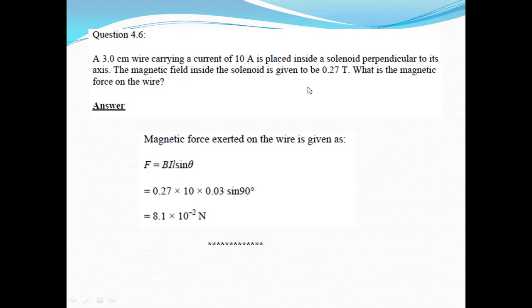And theta, of course, is given as 30 degrees. Sorry, 90 degrees, because it is perpendicular to its axis. So sine 90 degree is 1. Therefore, you get an answer 8.1 into 10 to the power minus 2 Newton. We are finding out force, so the unit will be Newton.